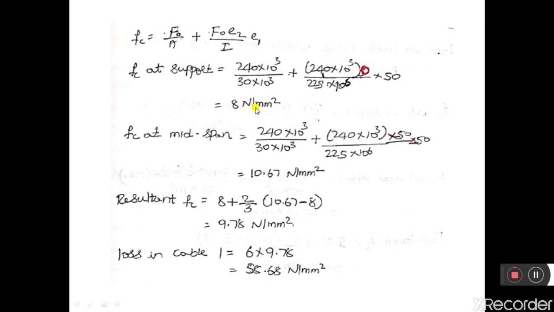So this one is FC2, FC1. We know the nature of this stress diagram will be parabolic as we have discussed in our previous session. So resultant compressive stress will be FC2 plus 2 by 3 into FC1 minus FC2. Substituting the values, we get the resultant compressive stress 9.78 Newton per mm square. Therefore, loss in cable 1 is equal to M into FC, 6 into 9.78. So loss in cable 1 when cable 2 is pulled is 58.68 Newton per mm square.